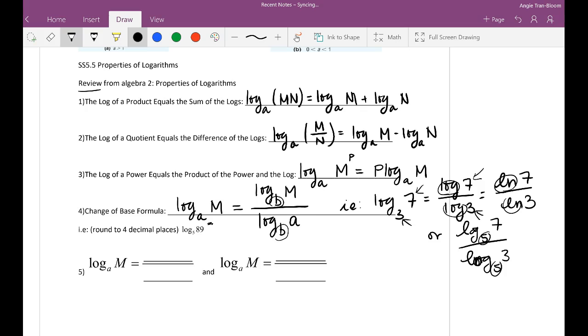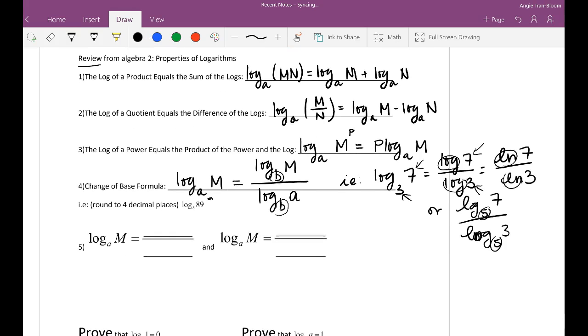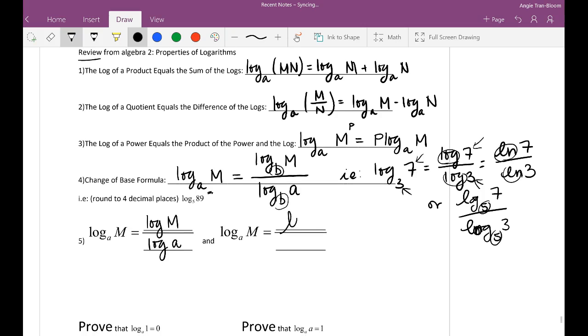So with that said, let's spell this out. Log base A of m, I will use natural log and common log to change it. The first one I'm going to use is common log. I can change it to common log of m divided by common log of A. I can also use natural log of m divided by natural log of A.